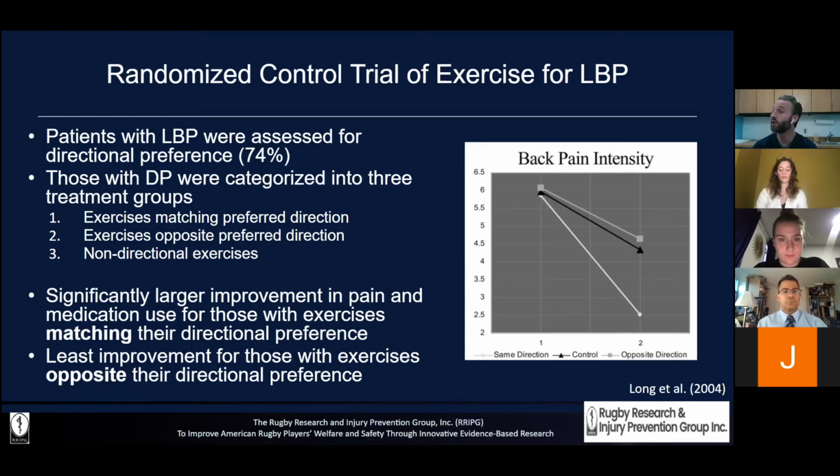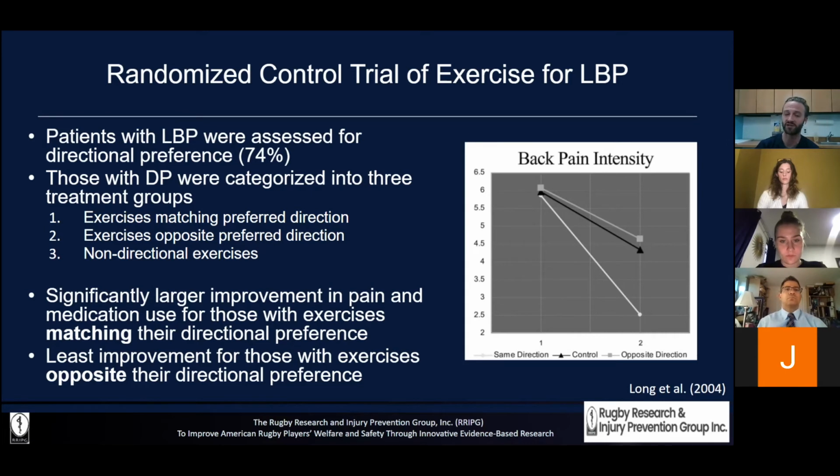2004, 312 patients with either low back pain or sciatica, meaning back and leg pain. 74%, 230 out of the 312 patients, were found to have a directional preference, right? Just think about that. 74% of all those back patients had a direction that they needed to be moved. They were separated into 3 groups equally and randomly. In the first group, the exercises matched their directional preference, meaning they were going in the direction that we found was going to be beneficial.